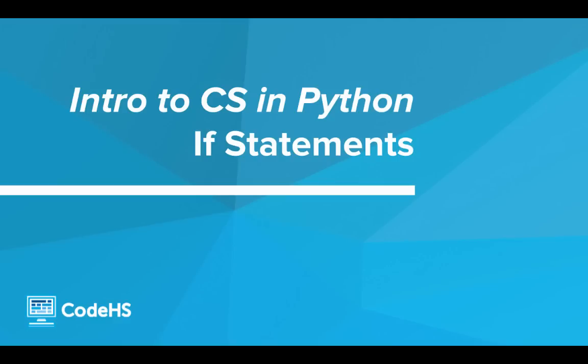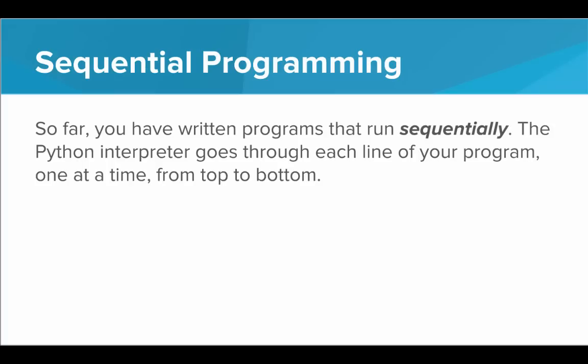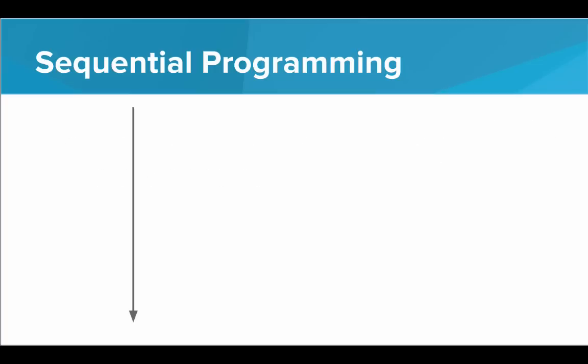Hi, in this video, you'll learn how to put booleans to work using something called an if statement. So far, you have written programs that run sequentially. The Python interpreter goes through each line of your program one at a time from top to bottom. So you can visualize the execution of your program like this.